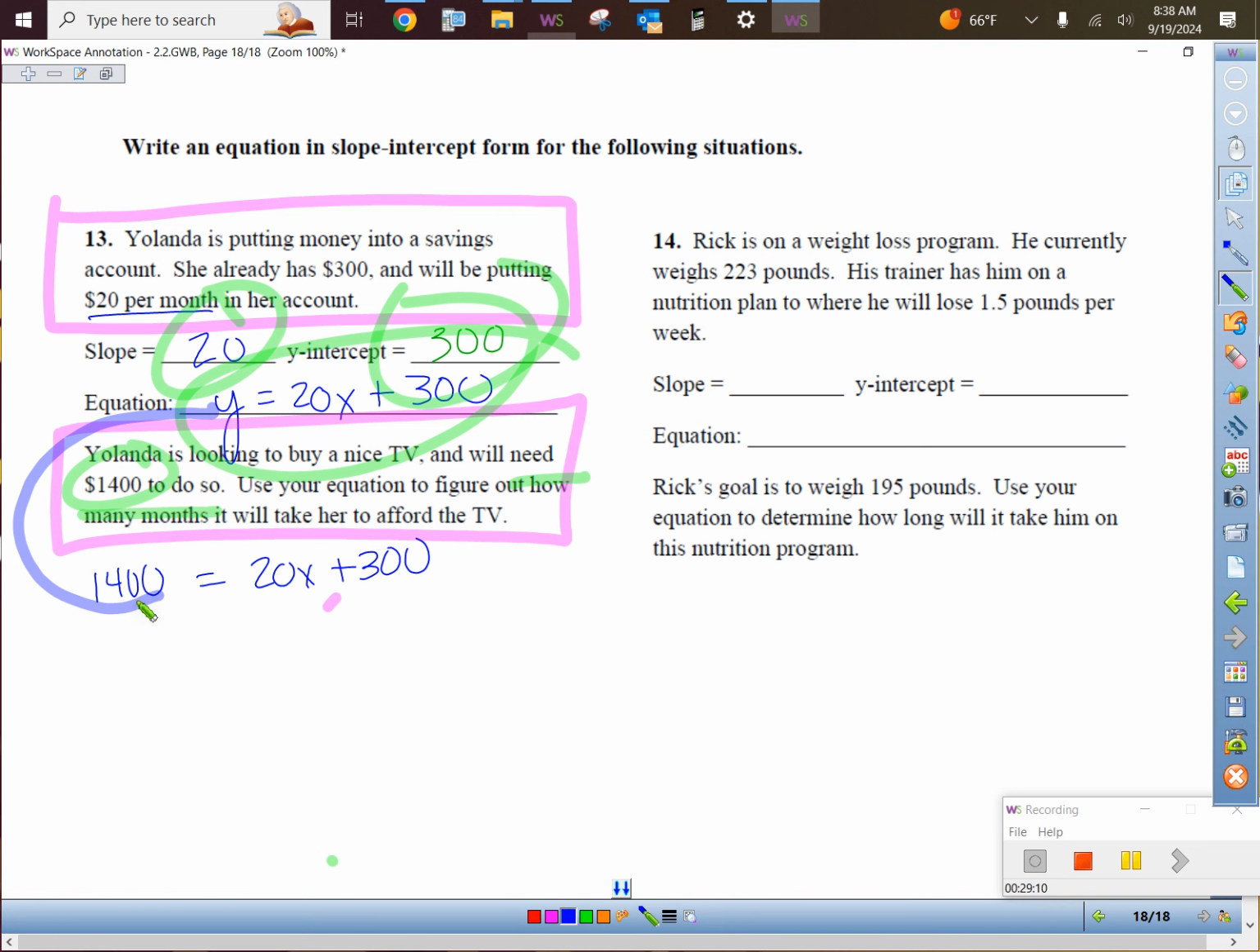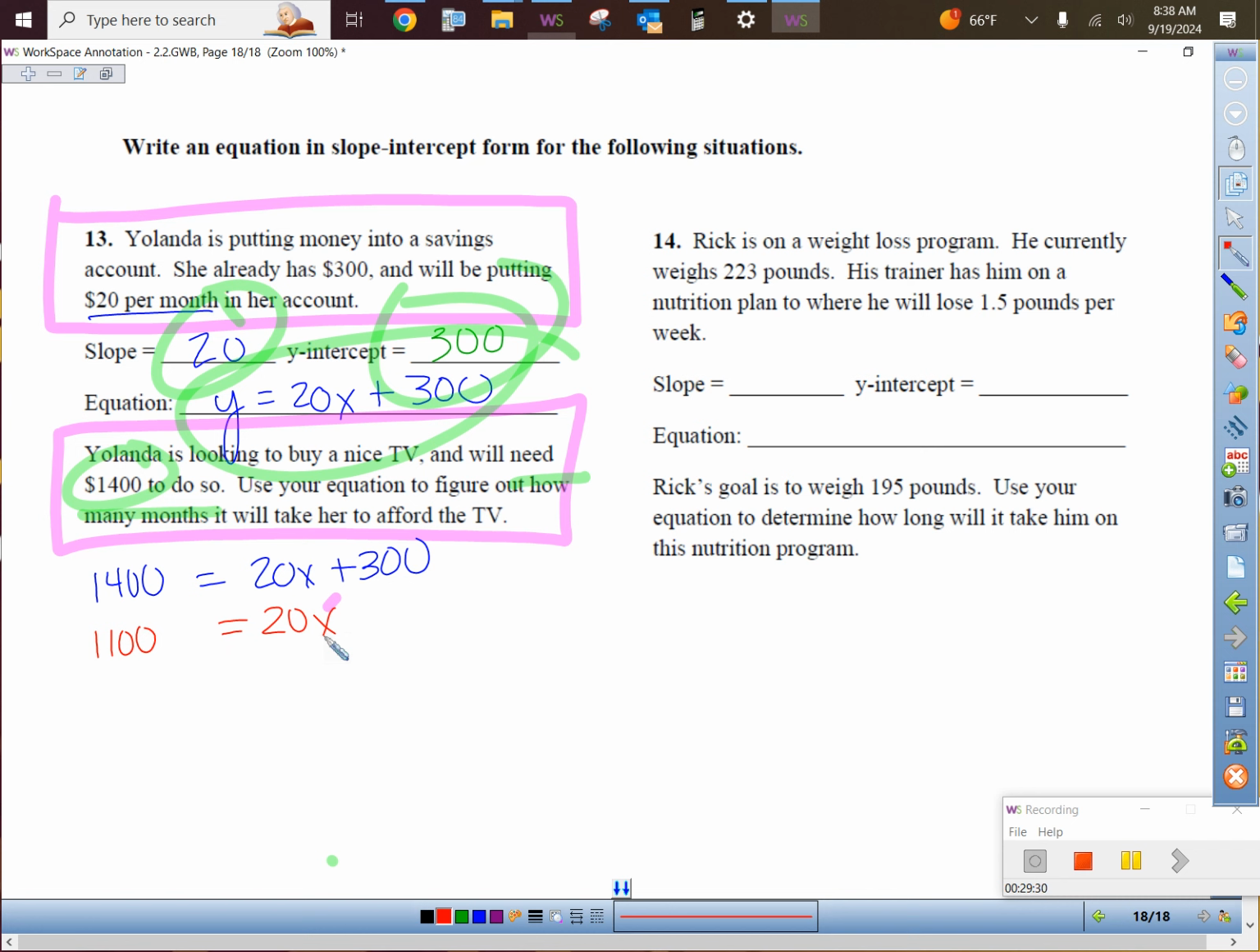Cool? Now we're back to chapter 1. Chapter 1, could you solve that for x? All right, what's our first move? Subtract 300. I don't care if you show baby steps or don't, but the stuff with all the x's and the y's, I want you to do baby steps. So I'm going to subtract 300 from both sides. Wouldn't that be 1,100 equals 20x? Are you with me on that?